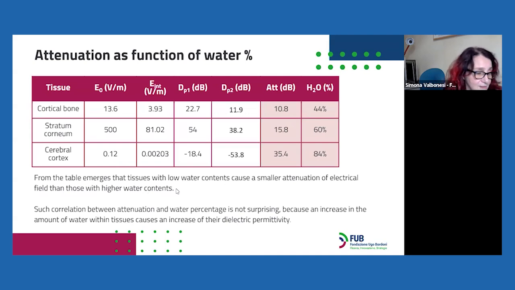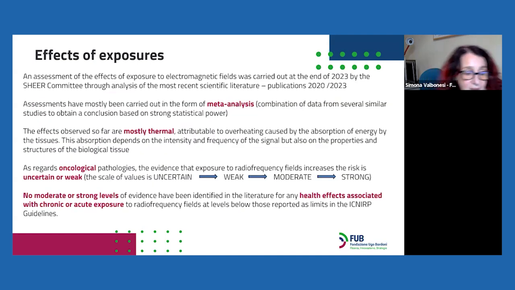From the table emerges that tissue with low water content causes smaller attenuation of the electrical field than the one with higher water content. But such correlation is not a surprise, because an increase in the amount of water within tissue can cause an increase of the dielectric permittivity. With this slide ends the part related to the mechanism. And now I will present something related to the effects of exposure.